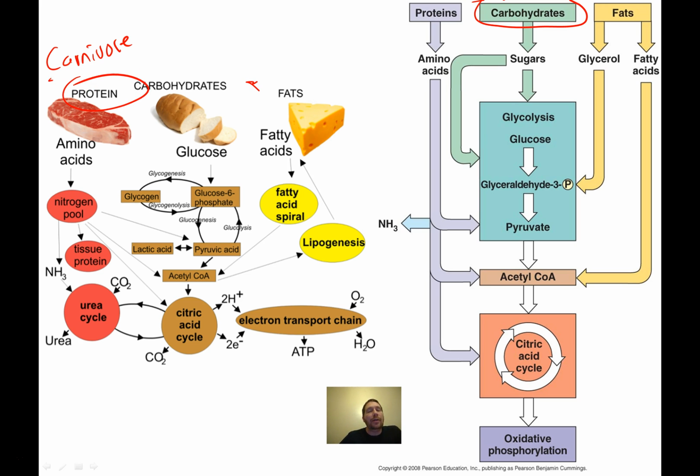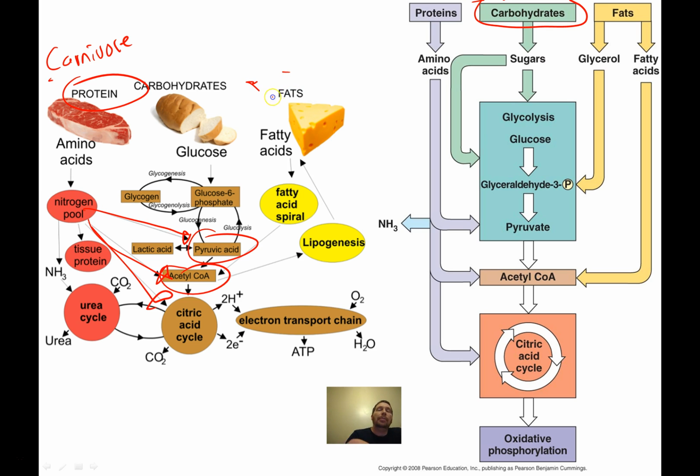Well, your body has the ability to take something like protein and convert it into the things that can be used during cellular respiration. Your body can convert protein into pyruvate, which we talked about, or acetyl-CoA, and these things can go into the citric acid cycle and be used to make ATP.